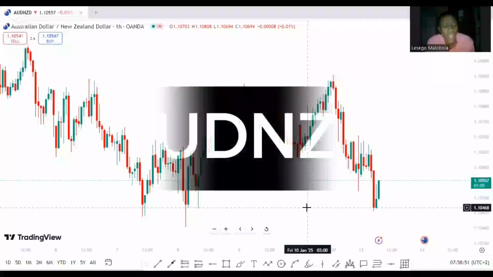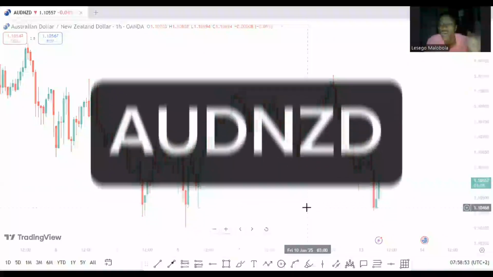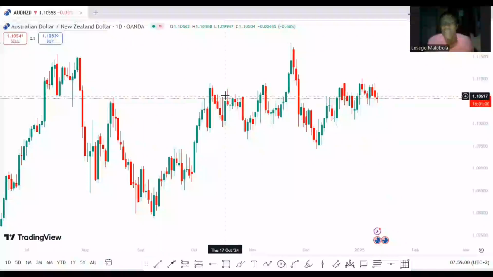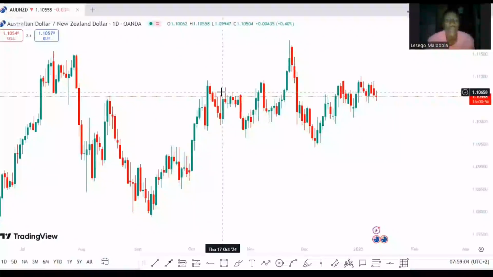So I'm currently looking at AUD NZD, guys, sorry about that. And as you know, man, I always start my analysis on the daily time frame. Reason being, guys, is because I want to see the overall direction. I want to see what the market is doing on higher time frames so I can know what I can do on lower time frames, right?